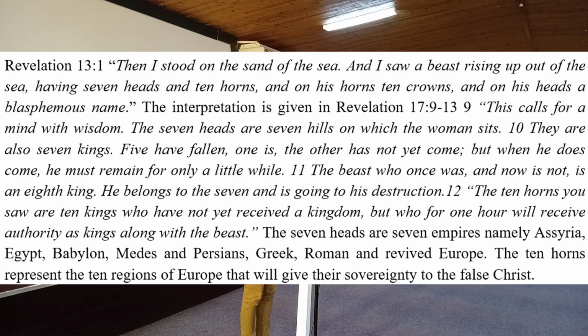All right? So the seventh empire is Europe. And then after that, from those 10 kings or kingdoms, will arise the Antichrist. And he becomes the eighth one. You see why I told you to underline the eighth? Because that eighth kingdom is the Antichrist kingdom.